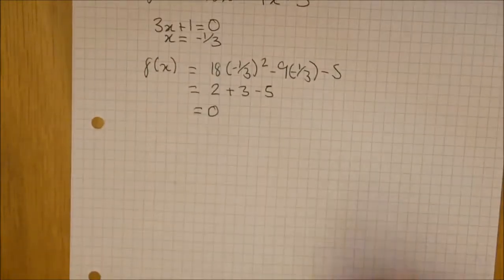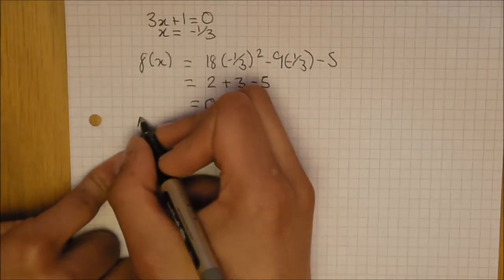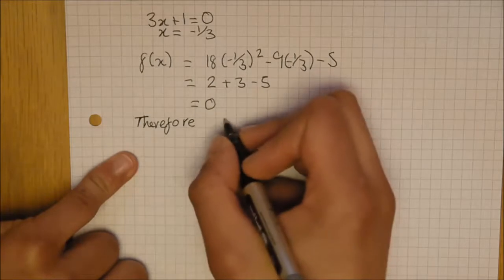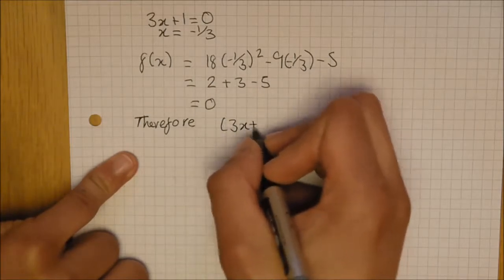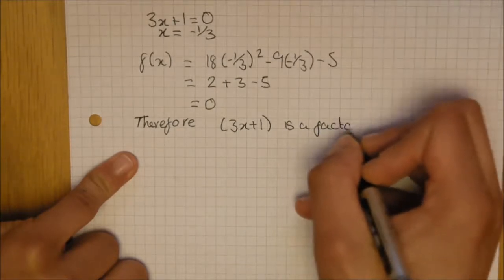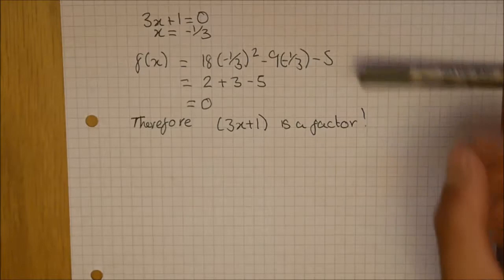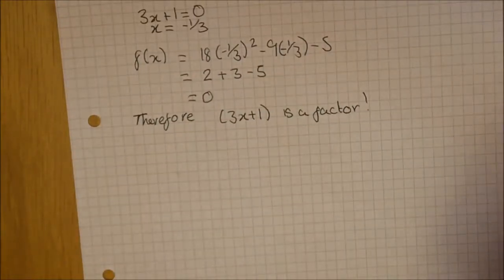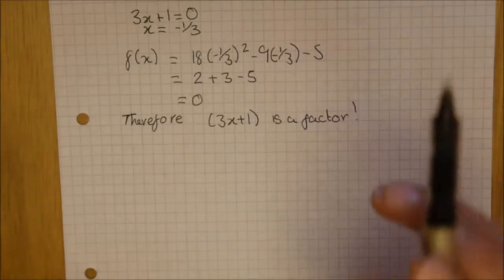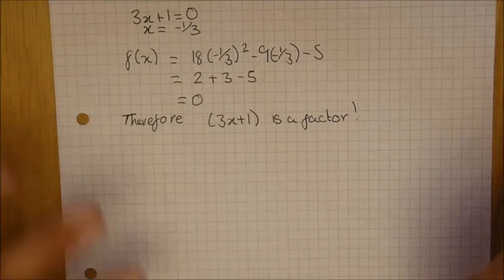Thus, and this is important, otherwise you can't get more marks, to say, therefore, 3x plus 1 is a factor. So if you are given a bracket with like 3x or 2x or whatever plus something, what you do is you work out what value of x you need to put in the bracket to make it equal to 0, sub that in and see what happens.